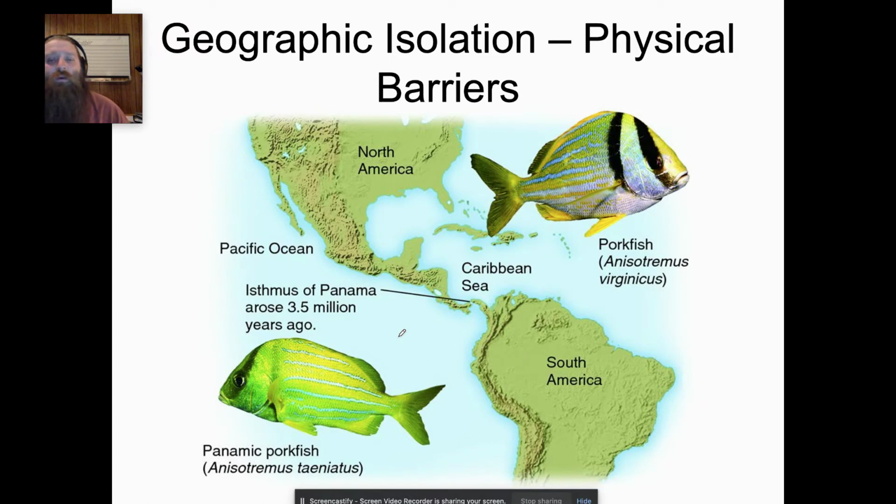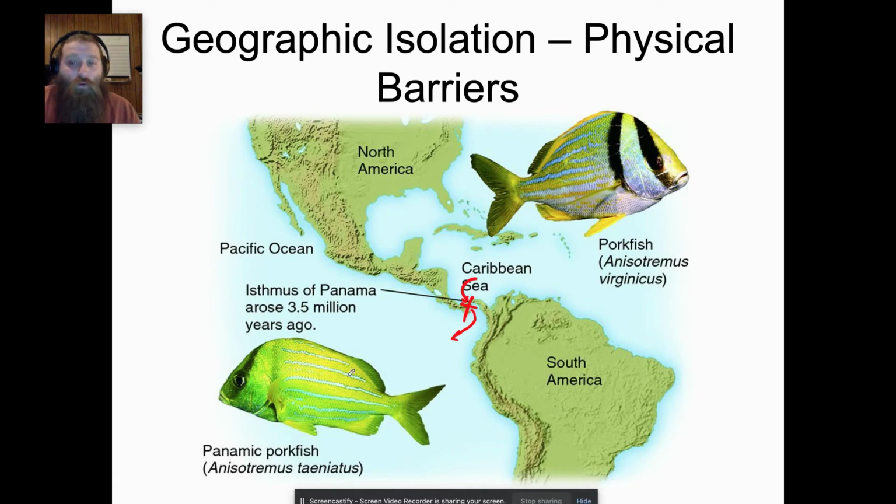Geographic isolation is typically from some kind of physical barrier. A great example of that is the Isthmus of Panama. Couldn't get that one out. Before Panama was formed, there was a path where you could go from the Caribbean Sea out into the Pacific Ocean. But since Panama is now a land bridge between North and South America, this is no longer allowed.